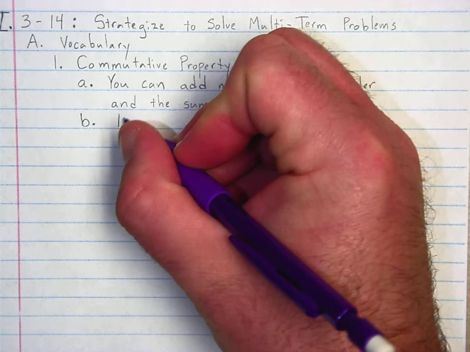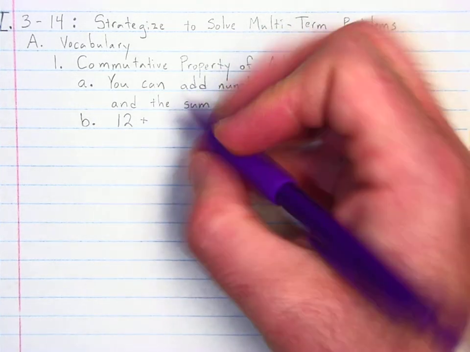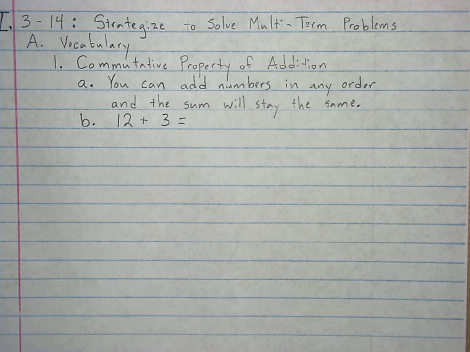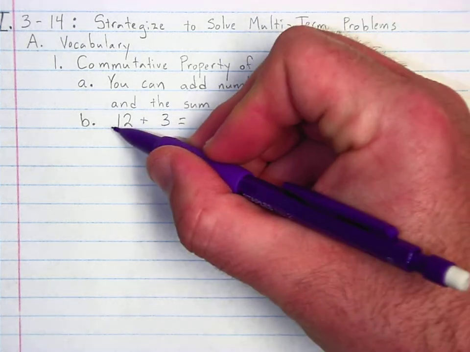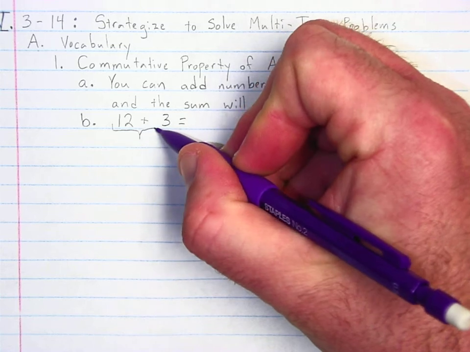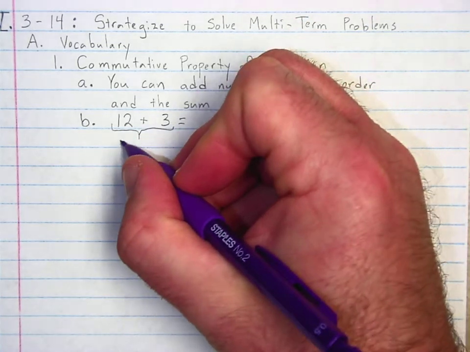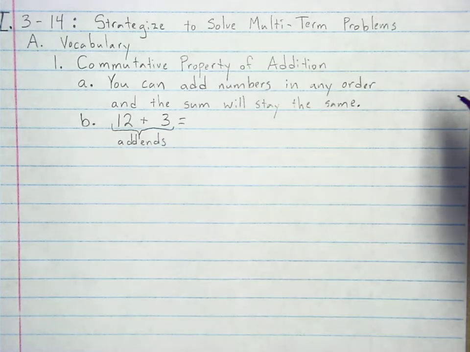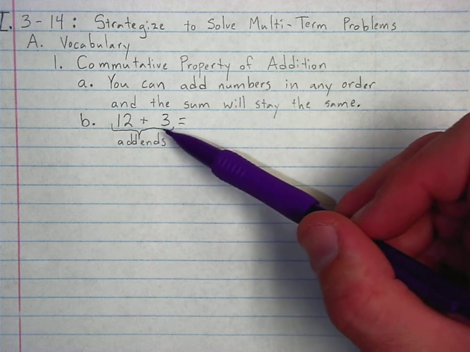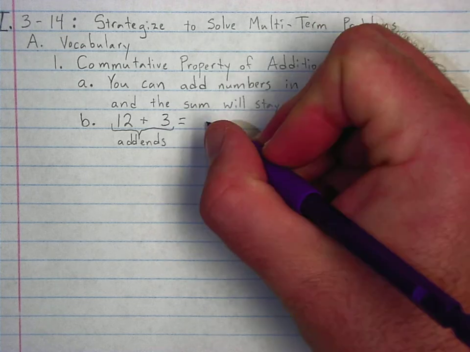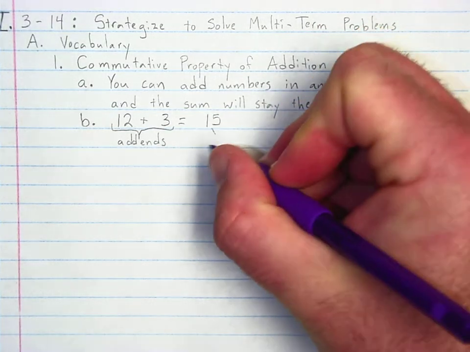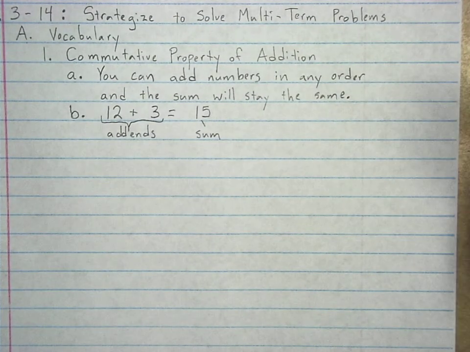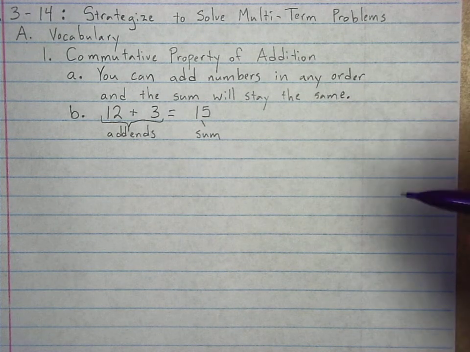If I give you 12 plus 3, everybody should know what that is, I hope. Okay. These two numbers here, the technical term for them is addends. Fancy. These two addends we add together, and the answer is 15. That's our sum. Now, we know that works. Hopefully that's pretty easy.